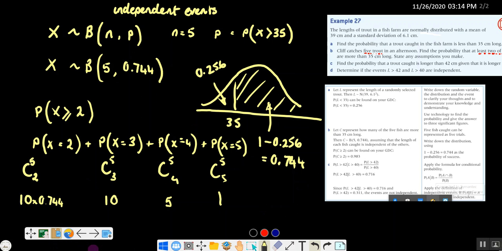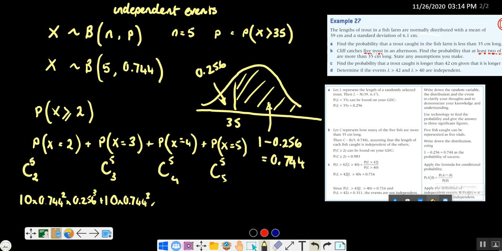0.744 to the power of 2, multiplied by 0.256 to the power of 3, because it's out of 5, yeah? Plus 10 lots of 0.744 to the power of 3 times 0.2. Oh, I'm running out of space now, aren't I? This is getting messy. So, write it out properly.